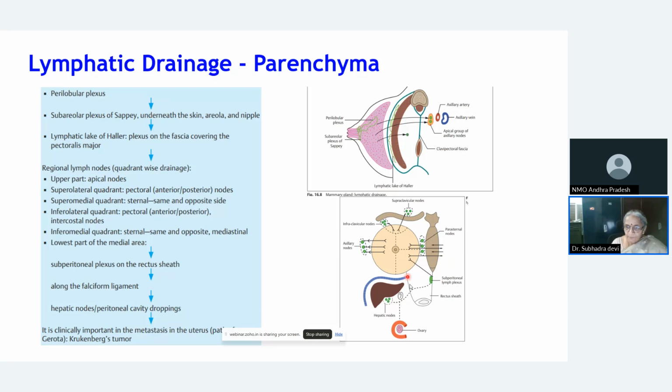The lowest part of the medial area, you have to focus. This is again a clinically important one. It passes through the subperitoneal plexus of the rectus sheath, and then along the falciform ligament. It can go to the hepatic nodes or the peritoneal cavity. Droppings will be there, and it can go towards the uterus, and this is called the path of Gerota, and it produces a tumor we call Krukenberg's tumor. So this is another clinically important condition.